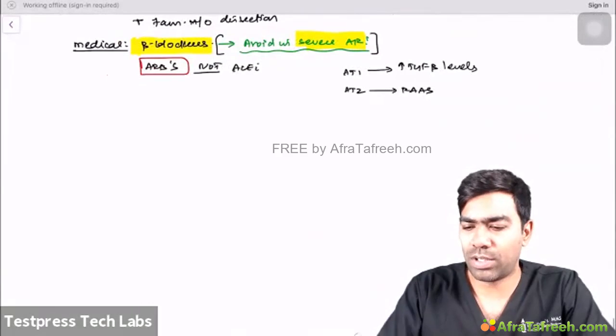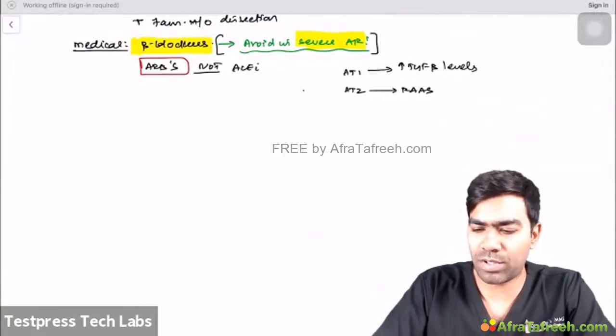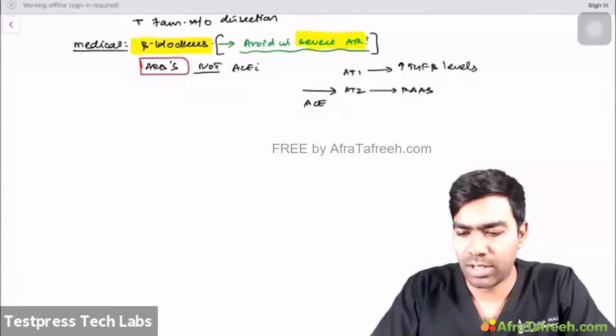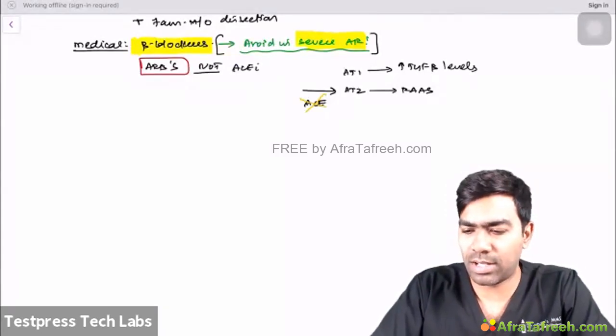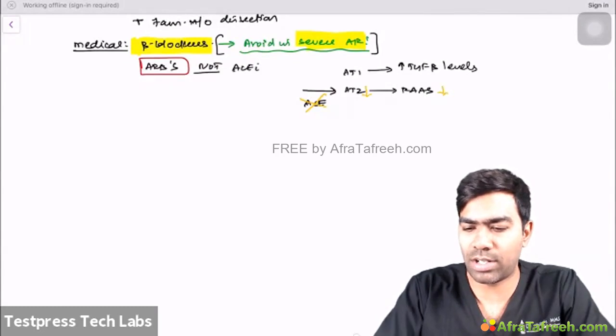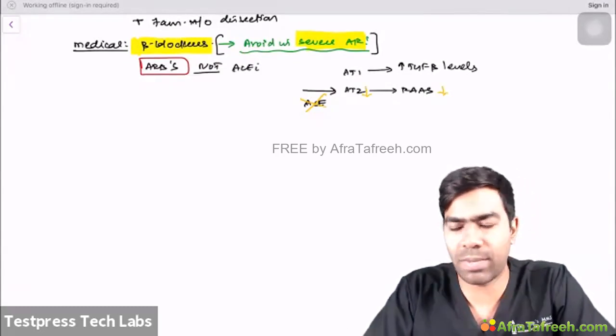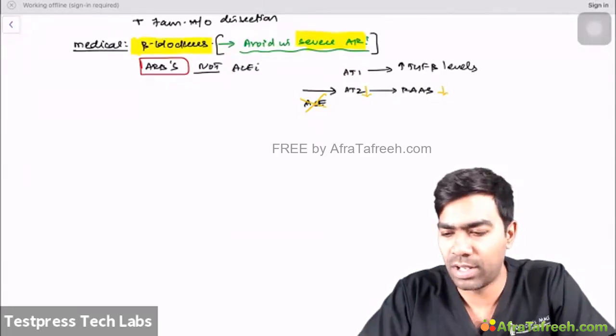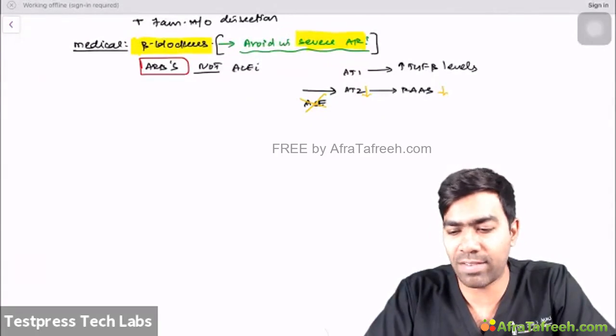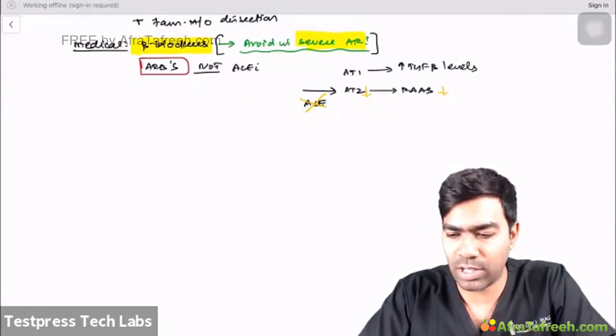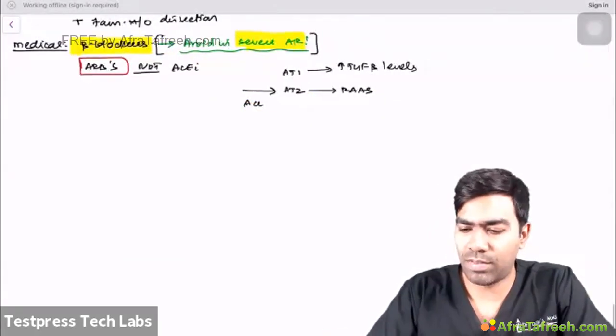So what you can do is, if you give an ACE inhibitor, because for formation of angiotensin 2 you need ACE, angiotensin converting enzyme, of course you block the ACE, block the RAS, block the angiotensin 2 production. That's all right. But here, it doesn't have any impact on the TGF-beta. So that's why ACE inhibitors are not going to have much significant effect in Marfan syndrome patients, unless they have associated hypertension.